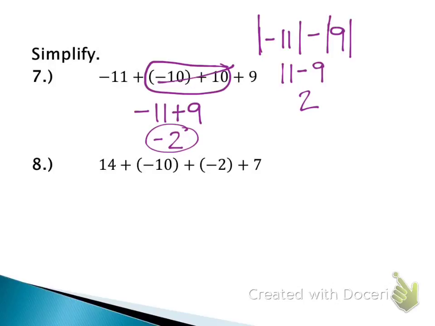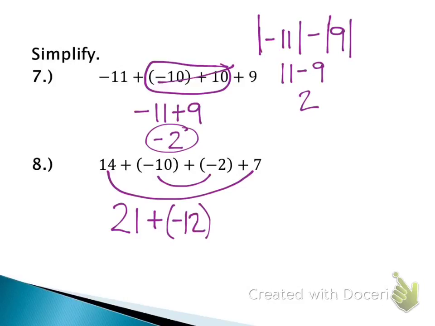Personally, I want to add numbers that have the same sign together first on this one. Nothing cancels out easily, so I'm going to add the +14 and the +7, because I know that gives me a +21. And I'm going to add the -10 and the -2, because I know that gives me a -12. So you can just add and keep the sign of the numbers.